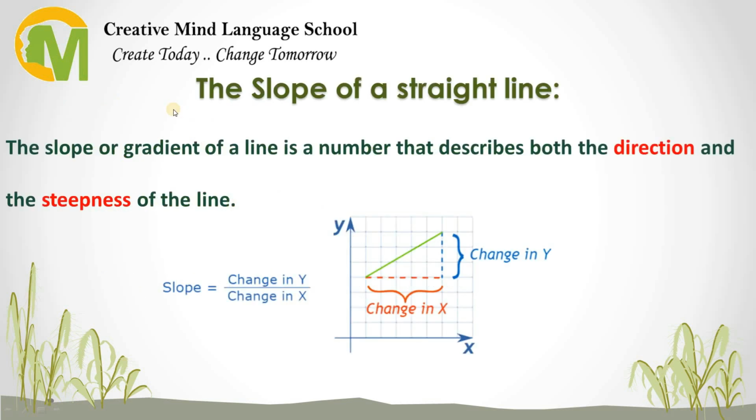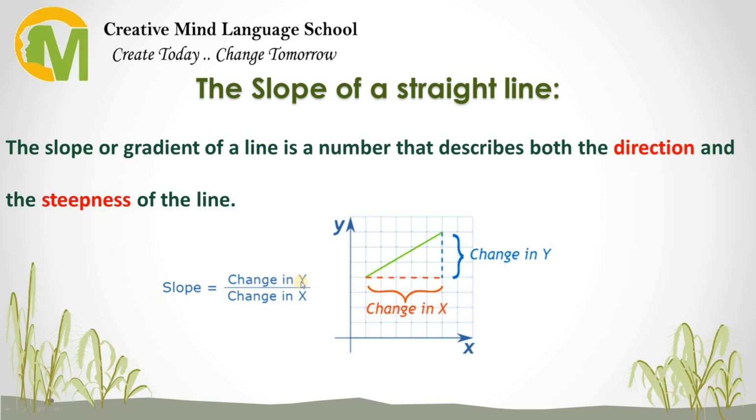First, let's know what is the slope of the straight line. The slope or gradient of a line is a number that describes both the direction and the steepness of the line. Slope in Arabic means الميل, or gradient in Arabic means الانحدار. For every straight line in geometry, there is a slope or gradient. And there are two conditions we should know to find the value of the slope of any straight line: the direction and the steepness.